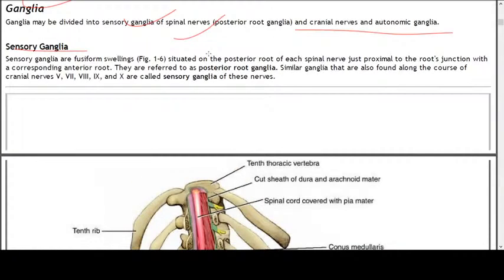Now I need to see the figure. They are referred to as posterior root ganglia. Similar ganglia are also found along the course of cranial nerves 5, 7, 8, 9, and 10. Sensory ganglia.